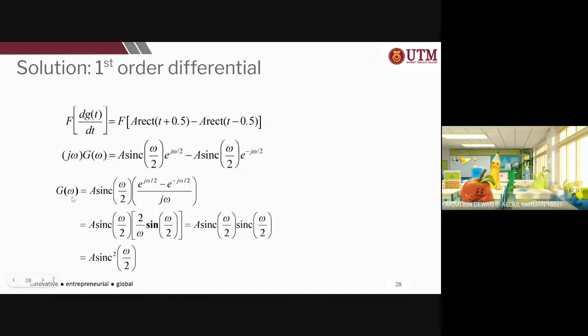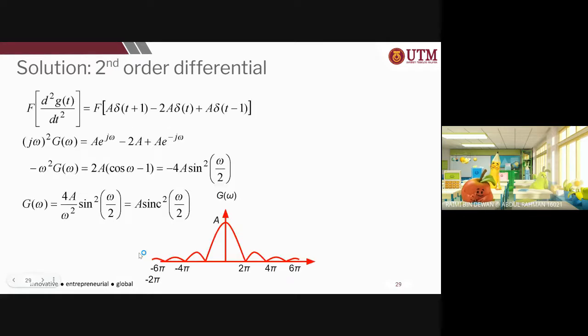Then you do some arrangement. You see a sinc(ω/2) is actually e^(jω/2), and that's like this. Then you do the ordering, and you will obtain at the end a sinc squared (ω/2) in the frequency domain.